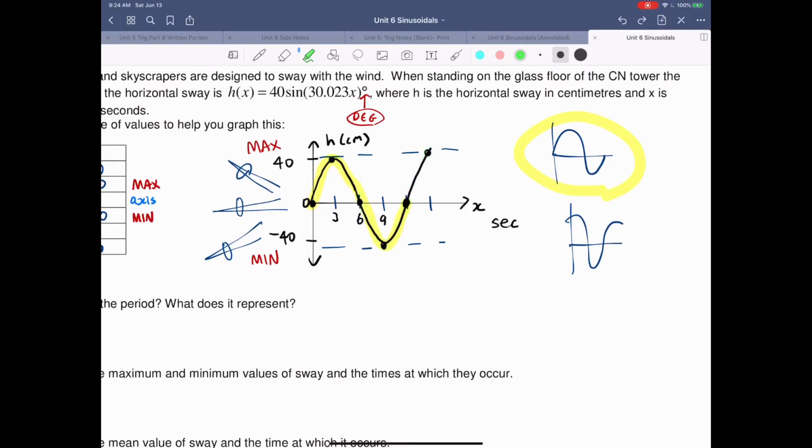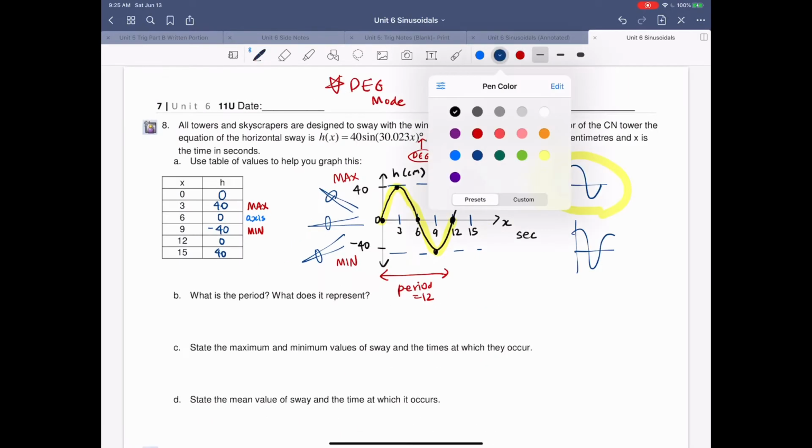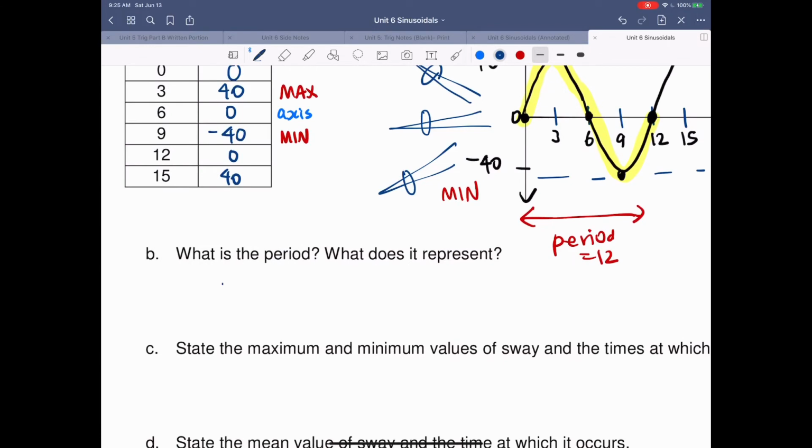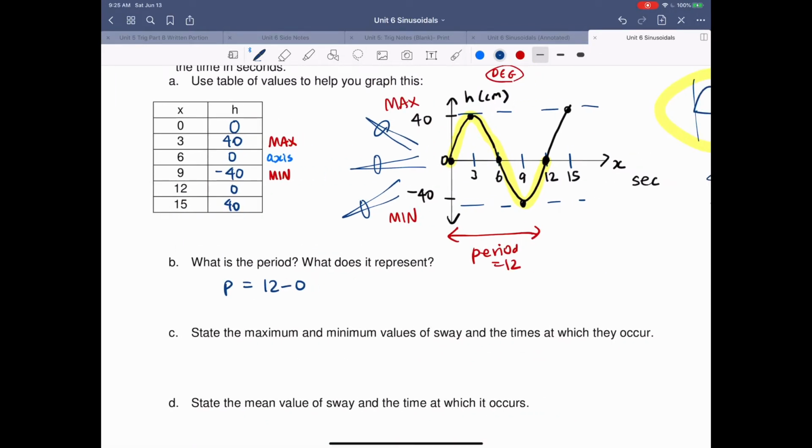To not confuse you, or confuse you a little less, I'm going to look at it like this. So I'm noticing that because these are 12 and this is 15, the period for this graph is going to be 12. So I'm just going to quickly say that the period is equal to 12 minus 0. Therefore, I can conclude that this is 12 seconds for the period.